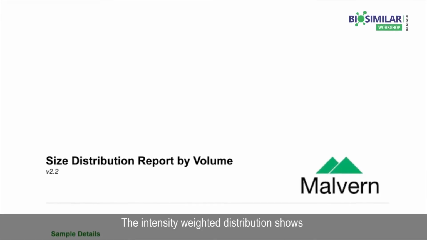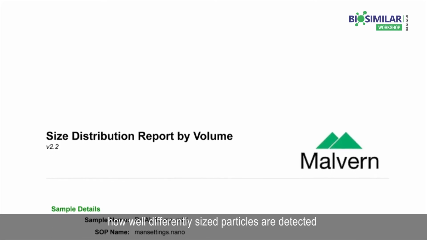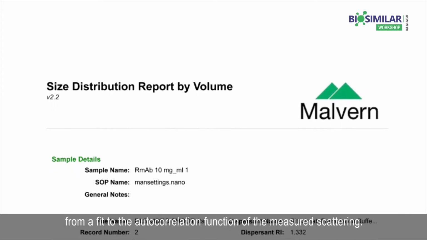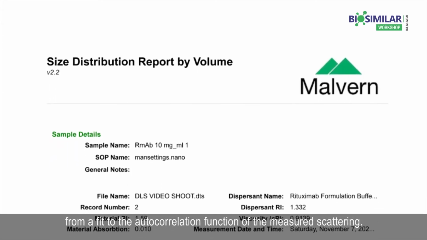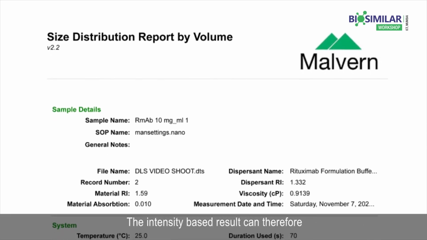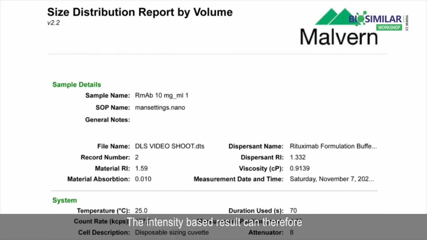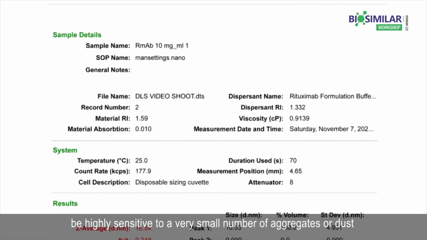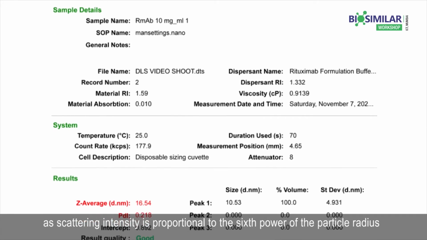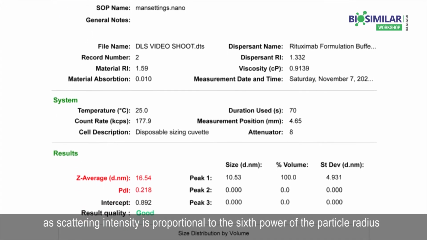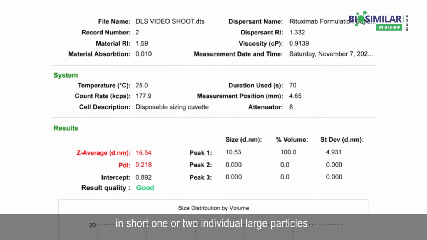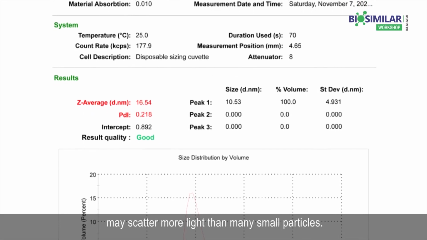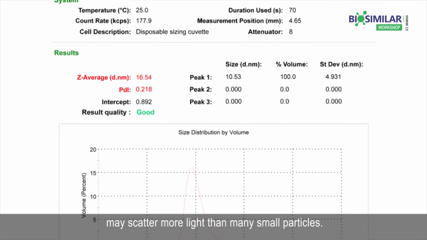The intensity weighted distribution shows how well differently sized particles are detected from a fit to the autocorrelation function of the measured scattering. The intensity based result can therefore be highly sensitive to a very small number of aggregates or dust, as scattering intensity is proportional to the sixth power of the particle radius. In short, one or two individual large particles may scatter more light than many small particles.